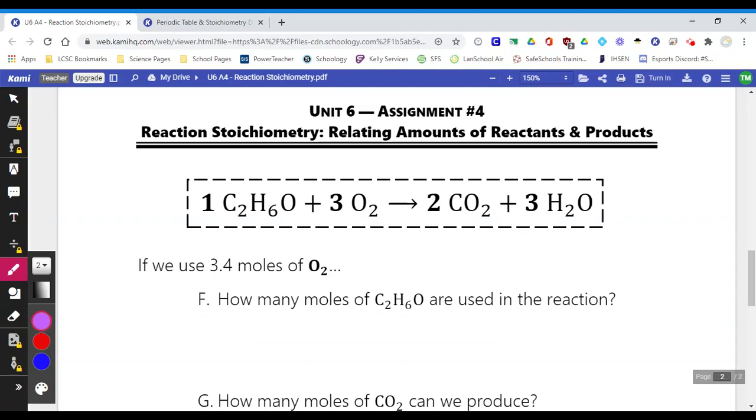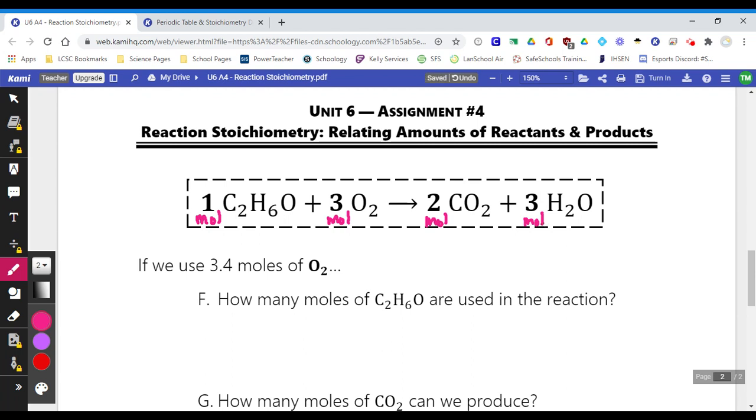Okay, let's look at some tougher examples here. If we use 3.4 moles of O2, and we've got this reaction equation up here, 1 C2H6O plus 3 O2s should be able to make 2 CO2s and 3 H2Os. Don't forget, we can step these up to numbers of moles. So you'd say 1 mole of C2H6O and 3 moles of O2 can react to form 2 moles of CO2 and 3 moles of H2O.